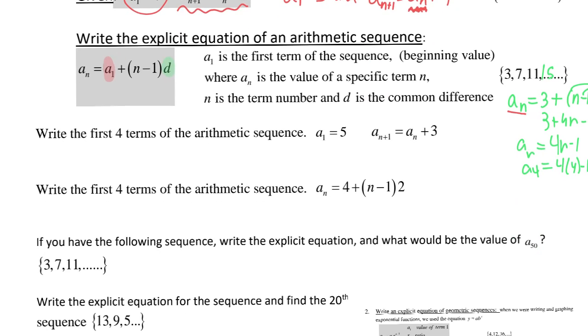Okay, so let's try to decipher what we have here. If a sub 1 is 5, that means start with 5. So put in the blank 5, and we're going to build the sequence. If you start with a sub n and you add 3, you're going to get to the next term. So start with whatever term you want and add 3, and you can get to the next term. So you would get 8.